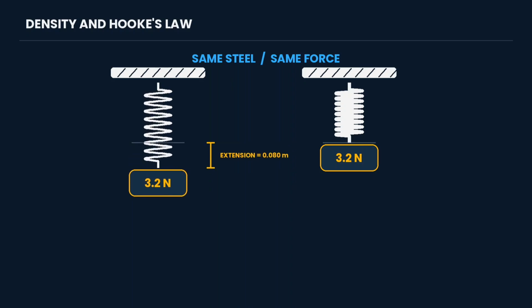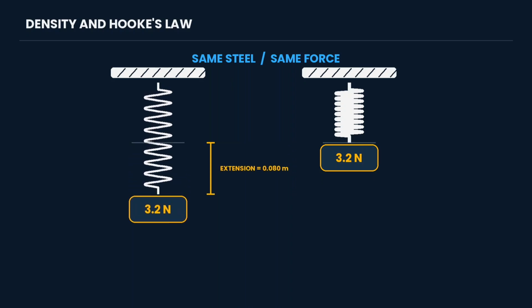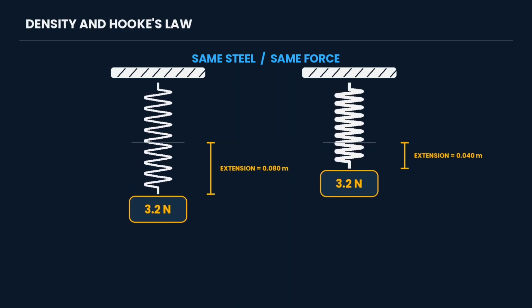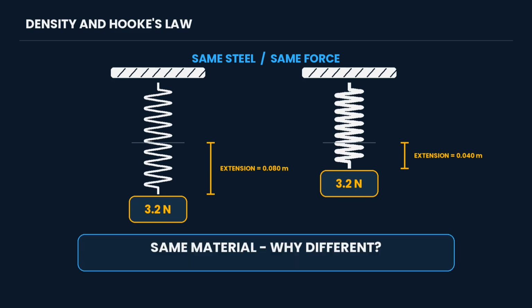These springs are made from the same steel and pulled with exactly the same force, yet one extends twice as far. If the material is the same, why is their response different? Make the prediction now.